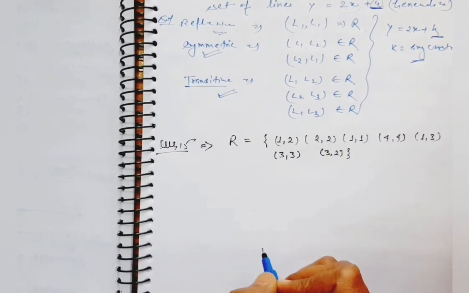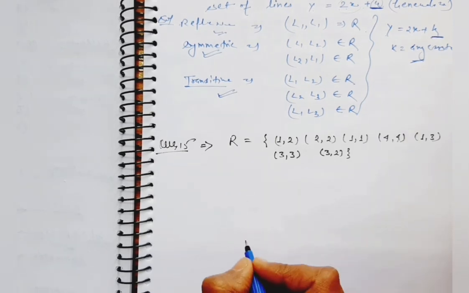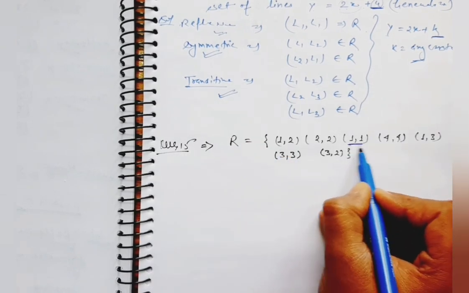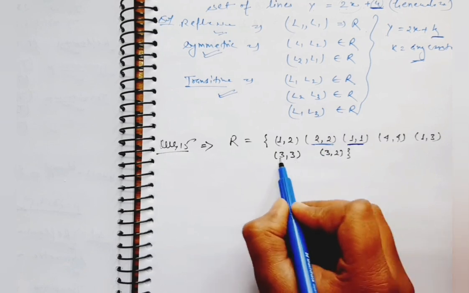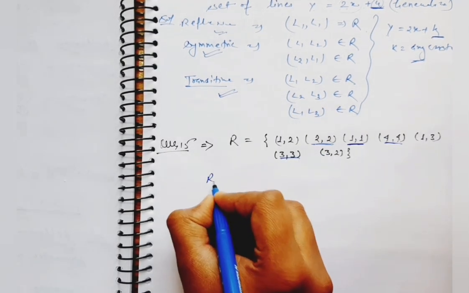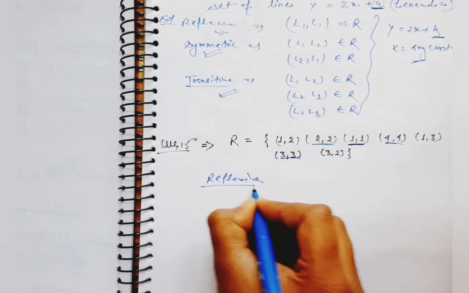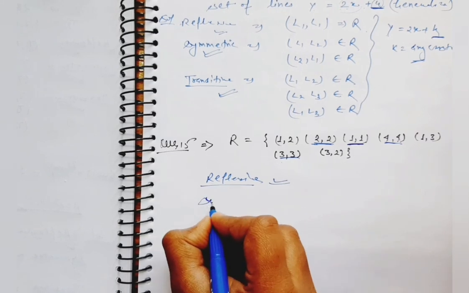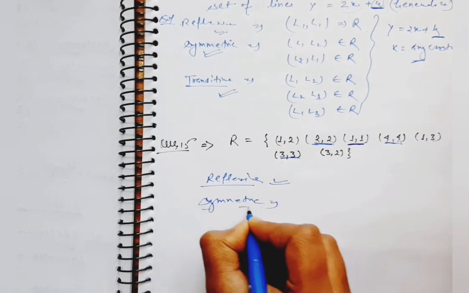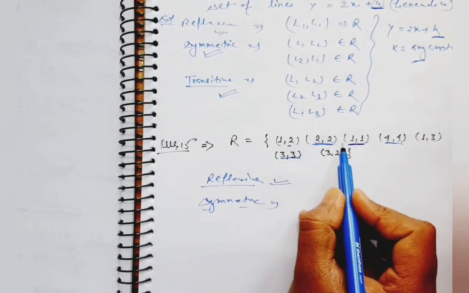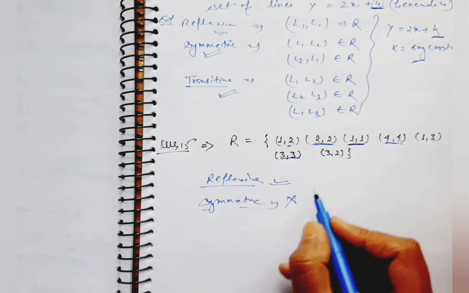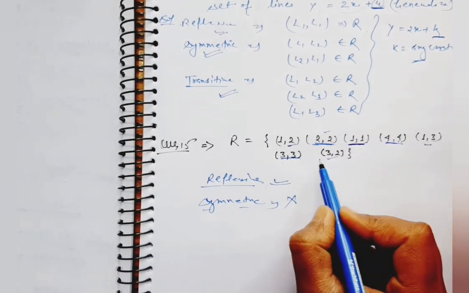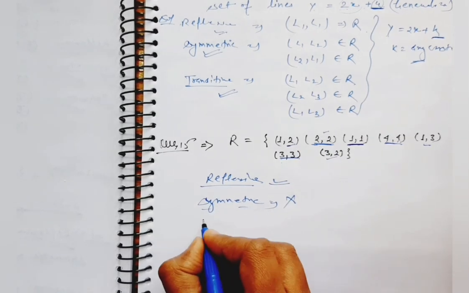In question number 15, we have to check which relation is possible here. It is an optional question, so we have to check the options. First thing, reflexive relation. 1, 1 is existing here, and 2, 2, 3, 3, 4, 4 are all there. So yes, it is reflexive. Symmetric relation: 1, 2 is there, but 2, 1 is not there, so it is not symmetric. The reverse is not possible, so it is not symmetric.